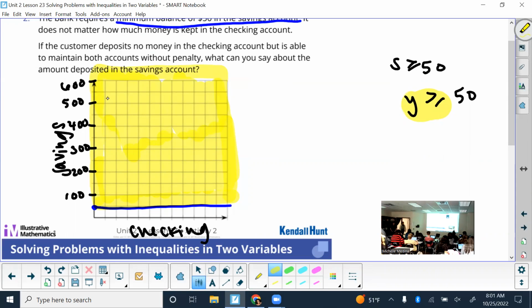All right, and that is a real thing that happens. Like I know I'm required to have a minimum of $300 in my savings account or else I get fees. So questions on that?